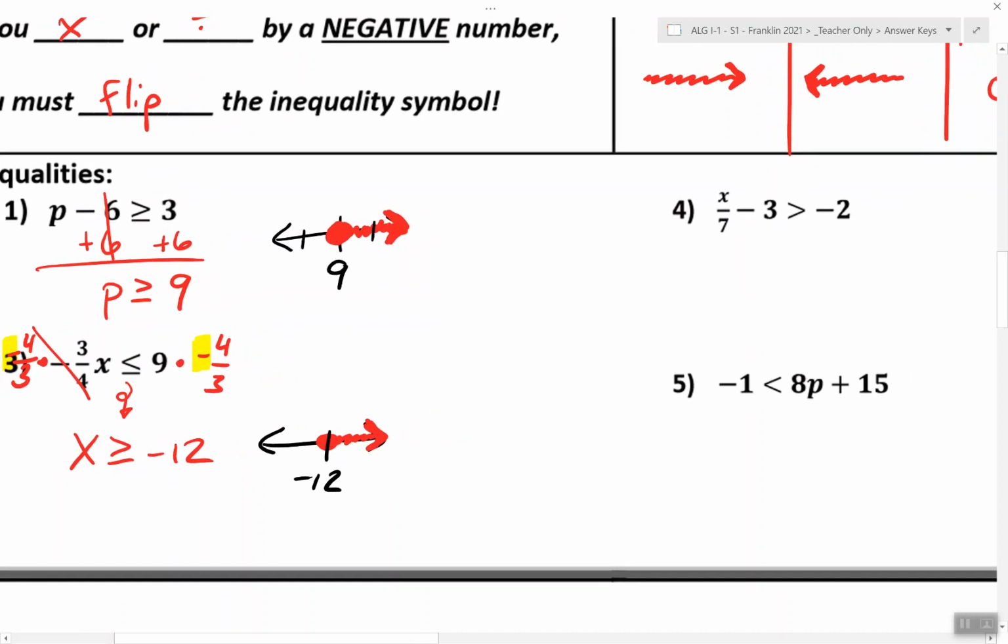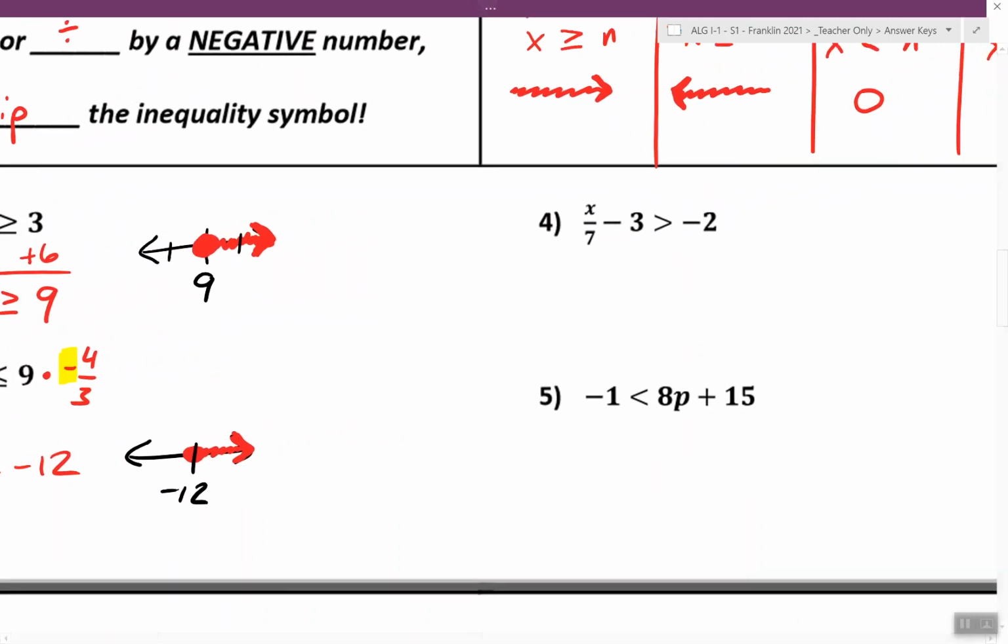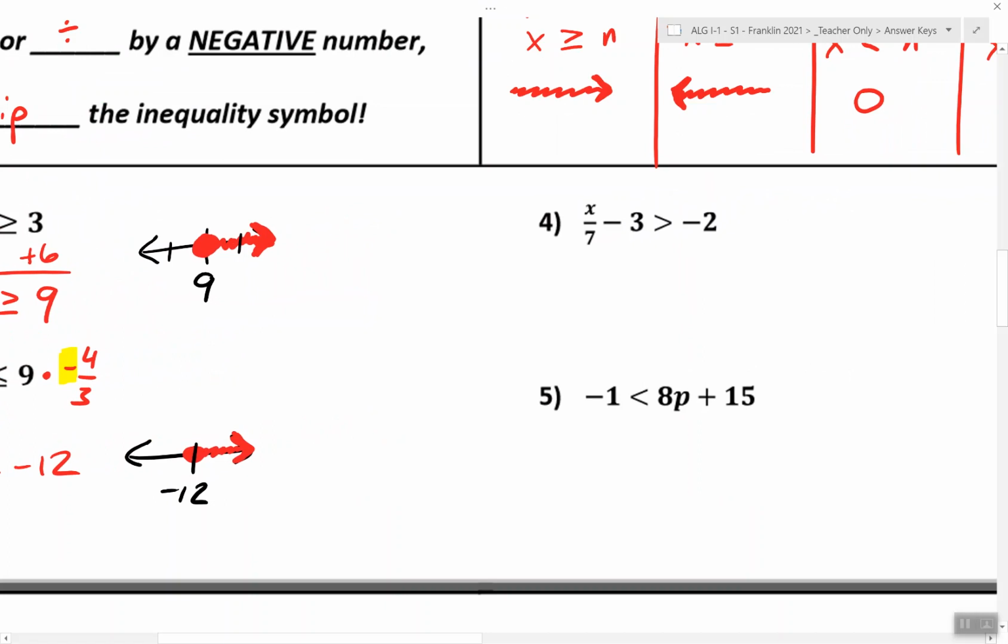Okay, now let's look at some two-step inequalities. Remember, these work the same way as the two-step equation, so we're going to leave the variable term alone for now. Let's take care of this minus 3 by adding 3 to both sides. So we've got x over 7 is greater than 1. Negative 2 plus 3 is 1. Then the opposite of divide by 7 is multiply by 7. So we end up with x is greater than 7. 1 times 7 is 7.